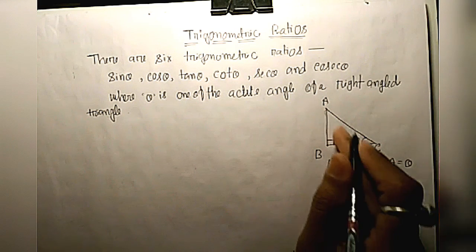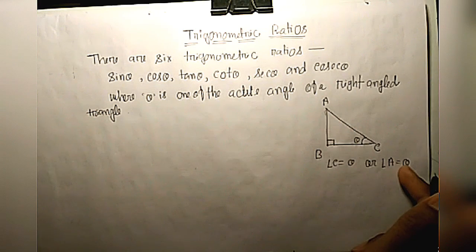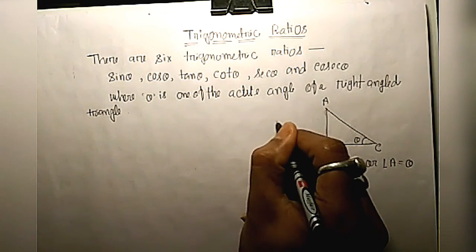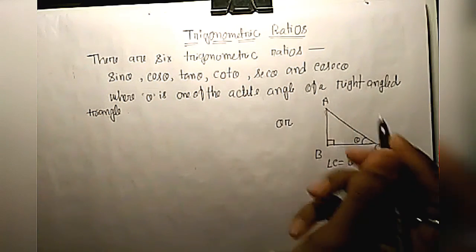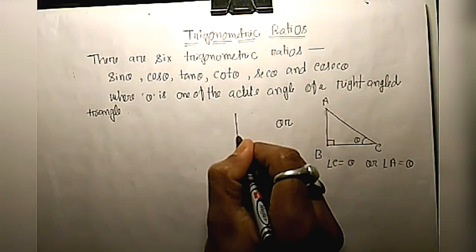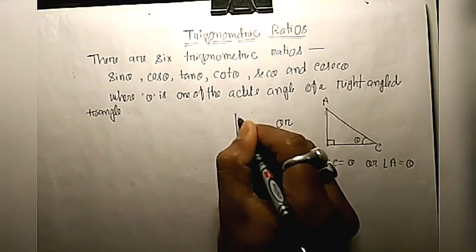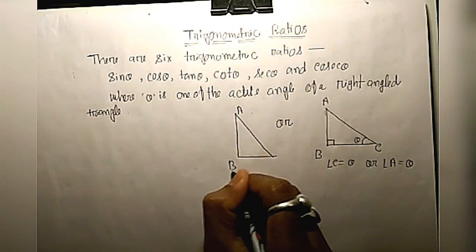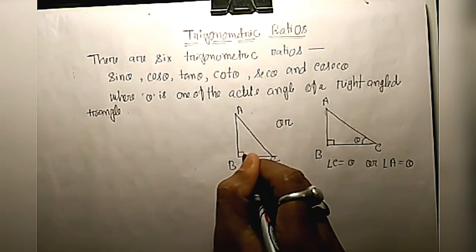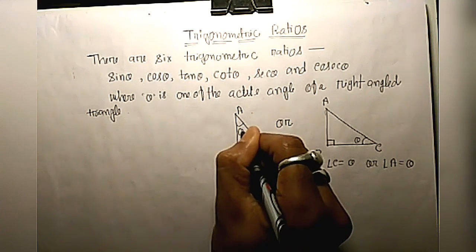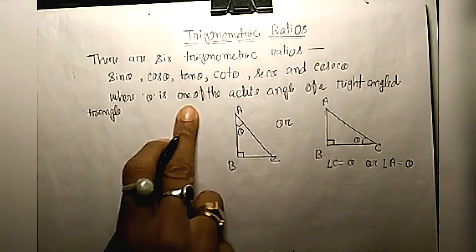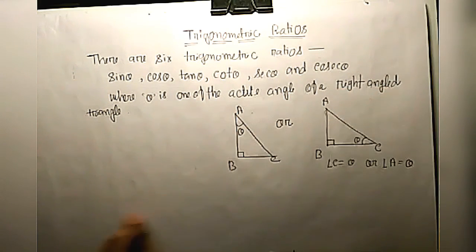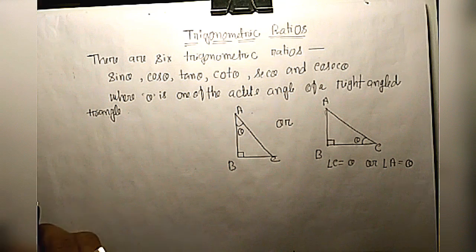Similarly we can consider A also as theta, because theta is one of the acute angles of the right angle triangle. So in this triangle ABC we can consider A is also theta. It's not necessary every time you should take C as theta. You can take A also. So A is angle theta, or either angle C is theta.